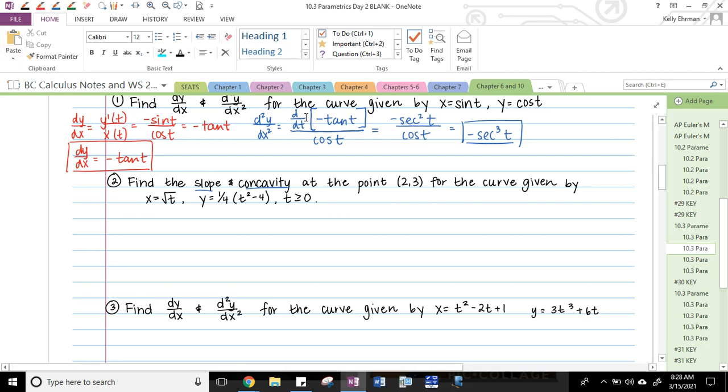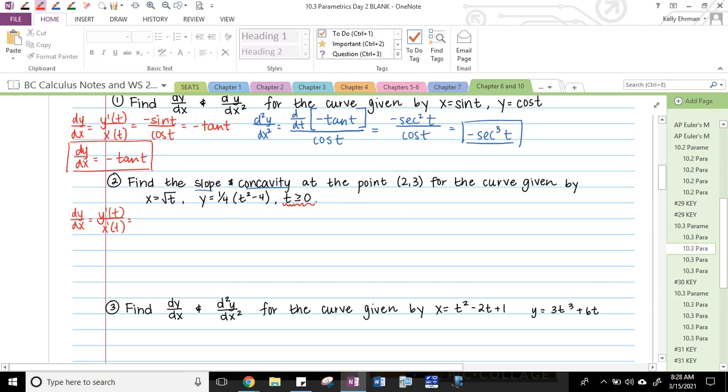All right, so number 2 says find the slope and concavity at the point (2, 3) for the curve given by x equals and y equals. And t greater than or equal to 0 just tells us that x is going to be a real number. To start off with slope, slope would be dy/dx. So remember, that's y prime over x prime.